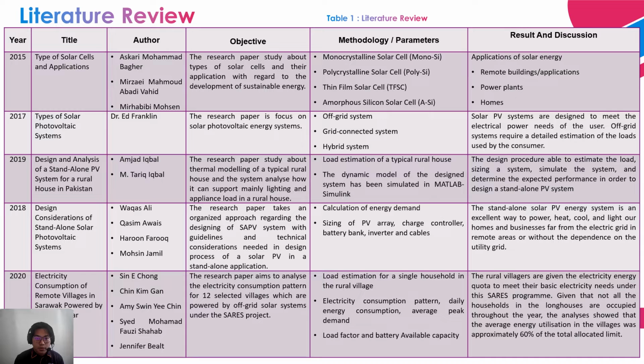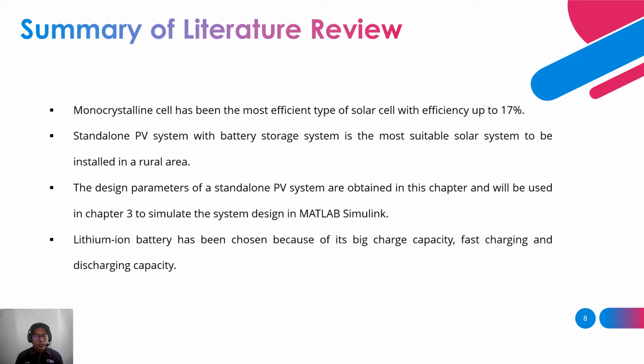This is the summary of the literature review that has been done previously. The summary started with monocrystalline cell being the most efficient type of solar cell with efficiency up to 70%. Next, standalone PV system with battery storage system is the most suitable solar system to be installed in a rural area. The design parameters of a standalone PV system are obtained in this chapter and will be used in chapter 3 to simulate the system design in MATLAB. Last but not least, lithium-ion battery has been chosen because of its big charge capacity, fast charging and discharging capacity.